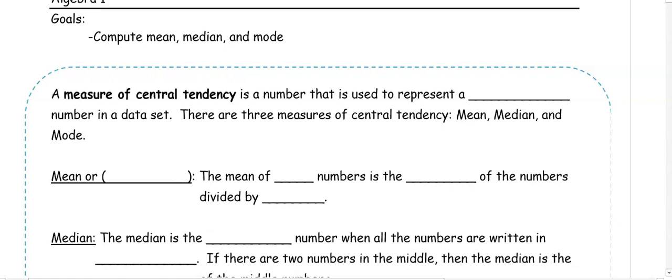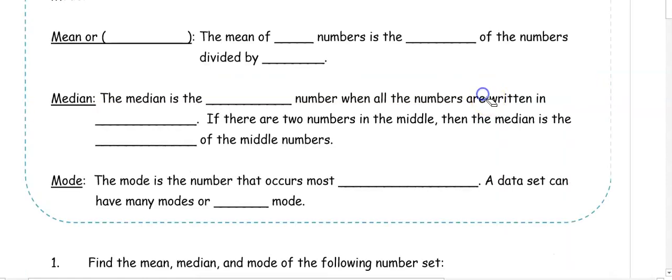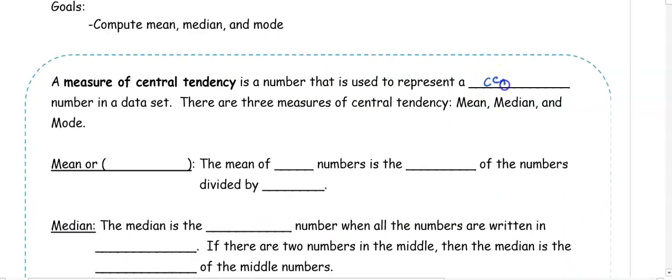This video is about computing the mean, median, and mode. A measure of central tendency is a number that is used to represent a central number in a data set. There are three measures of central tendency: mean, median, and mode. So mean, another word for that is average.